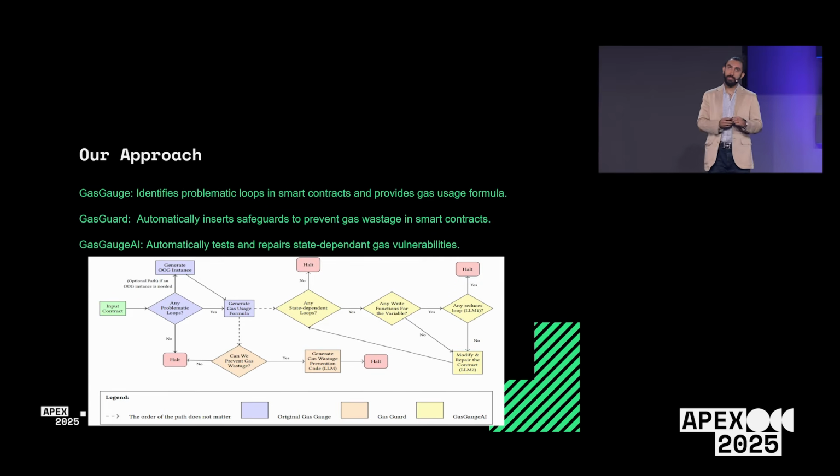In 2020, we started thinking about an automatic system to detect and repair this specific vulnerability. As a result, we developed GasGauge. GasGauge is able to detect all these vulnerabilities automatically, and it provides the gas analysis so the developers can repair the contract manually. It basically saves a lot of time from the auditor's perspective.